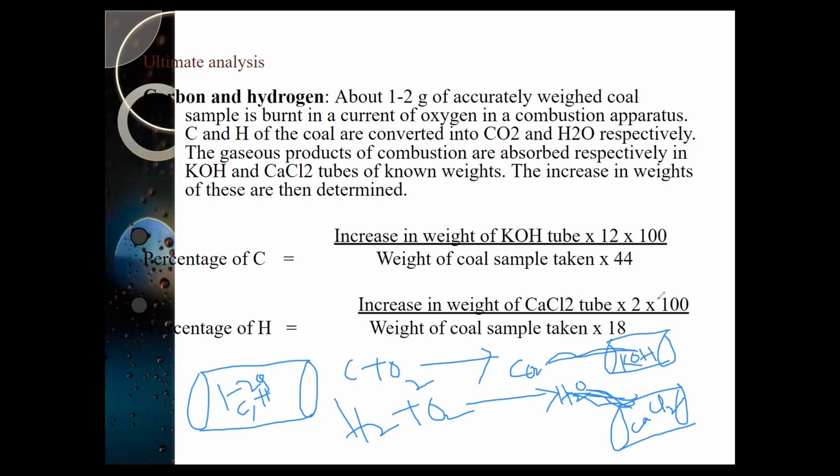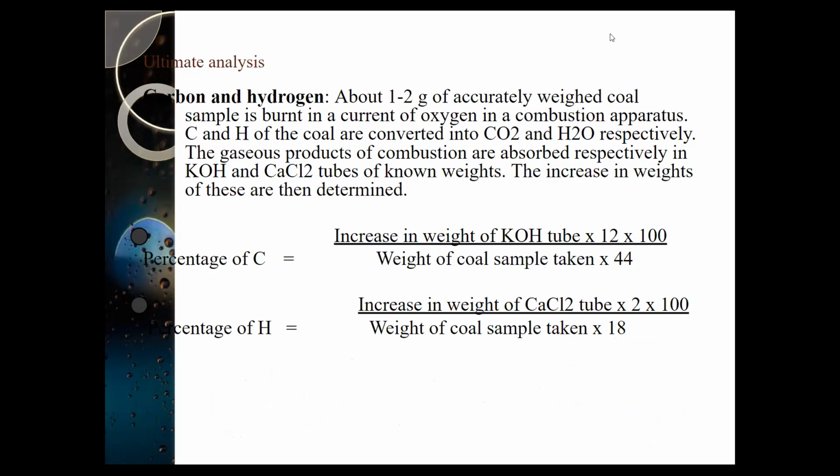Hydrogen atomic weight is nearly 1 point something, but we are considering the hydrogen molecular weight instead of the hydrogen atomic weight because it is unstable. So we are taking the stable molecular weight, 2 by 18, into 100. So these are the formulas for the percentage of carbon and the percentage of hydrogen.